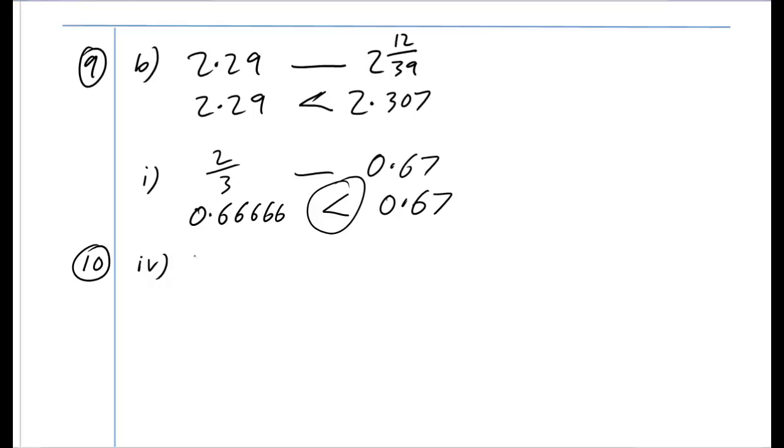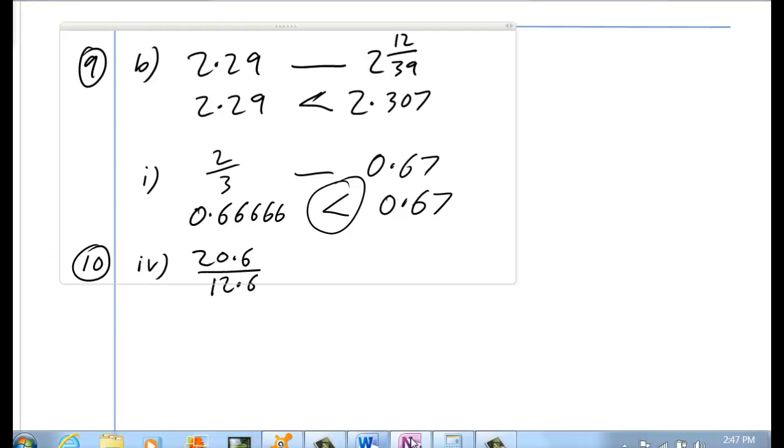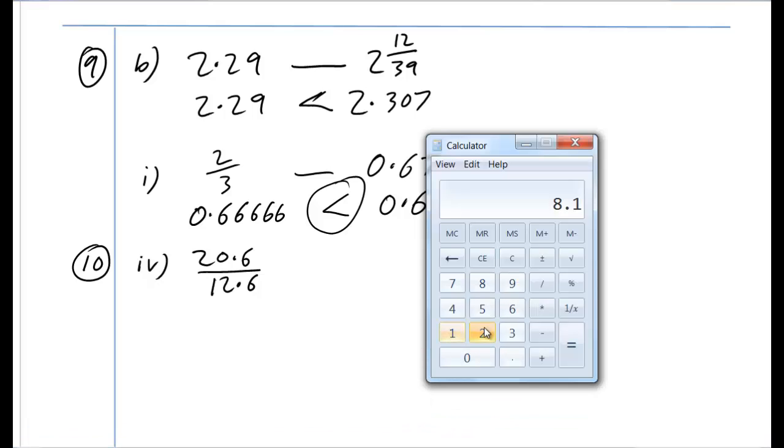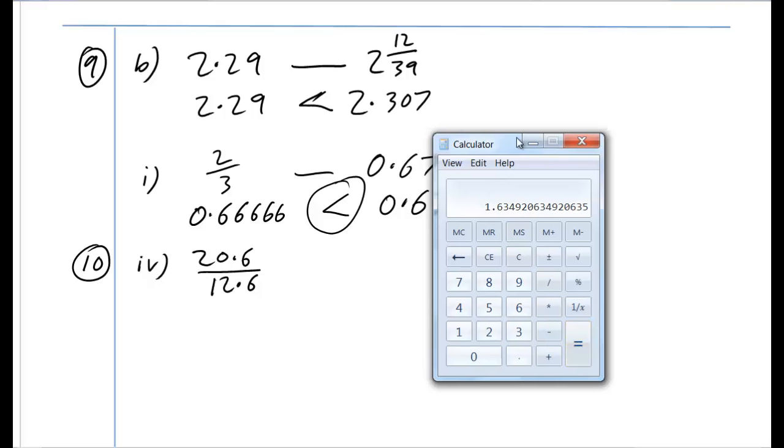Let's look at number 10. Express each first quantity as a fraction of the second quantity. Write the fraction in the simplest terms. The first quantity is 20.6 for part 4. So write it as a fraction of the second quantity, so out of 12.6. I would say there's our fraction. Now what I'd do, I'd actually get the calculator out and do that. 20.6 divided by 12.6 equals 1.63.